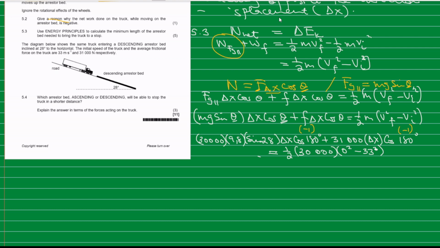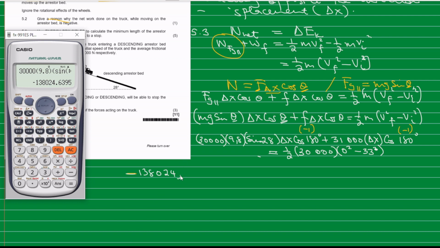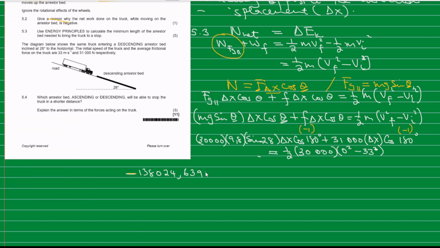That's why we said that the work done here is negative, because all the forces are acting opposite. So there's a negative, it's cos 180. So let's work out all these ones here and see what we'll get. Negative 138,024.6395. This is a delta x, so multiply by delta x.